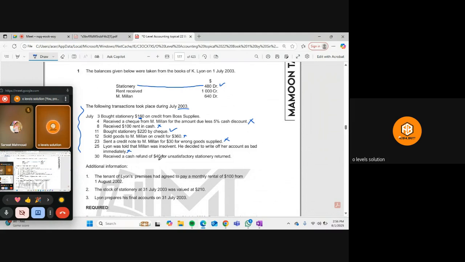Received a cash refund of $40 for unsatisfactory stationery returned. Okay, so this is a refund. Because expense has credit and since cash is coming back into the business, we record a refund, so cash will be debit. Yes. So you will be balancing your answer. That's it. This is how you need to prepare this.